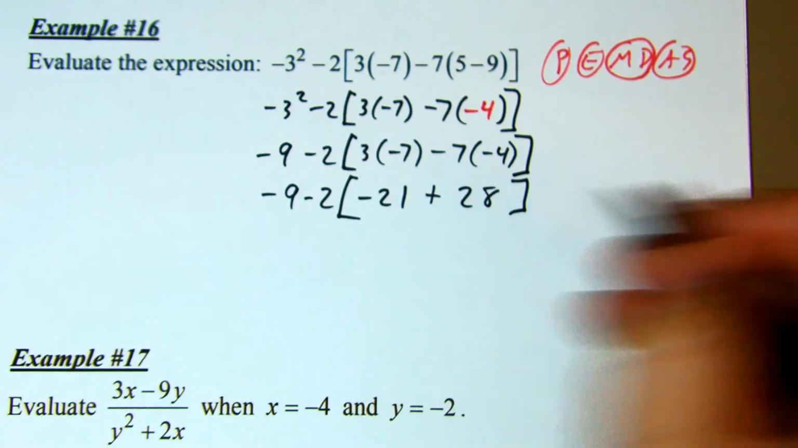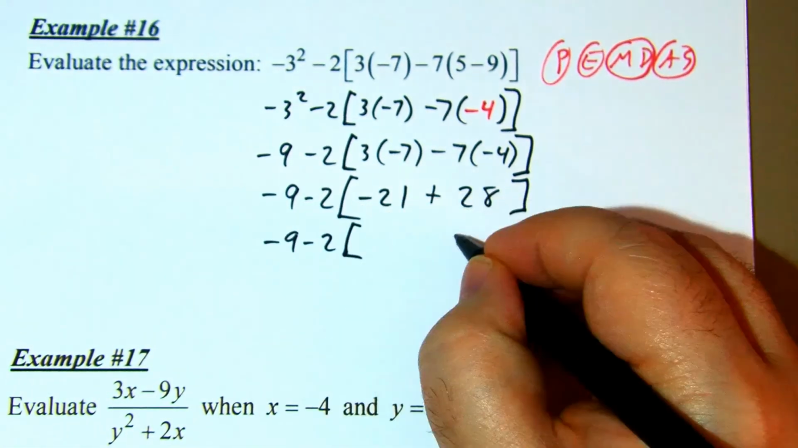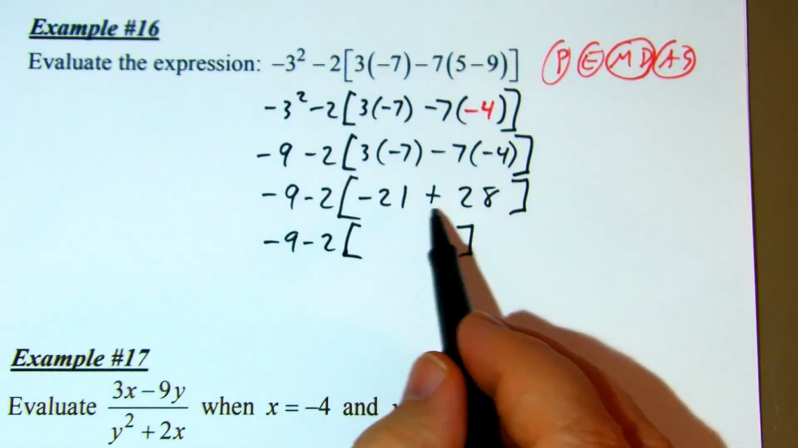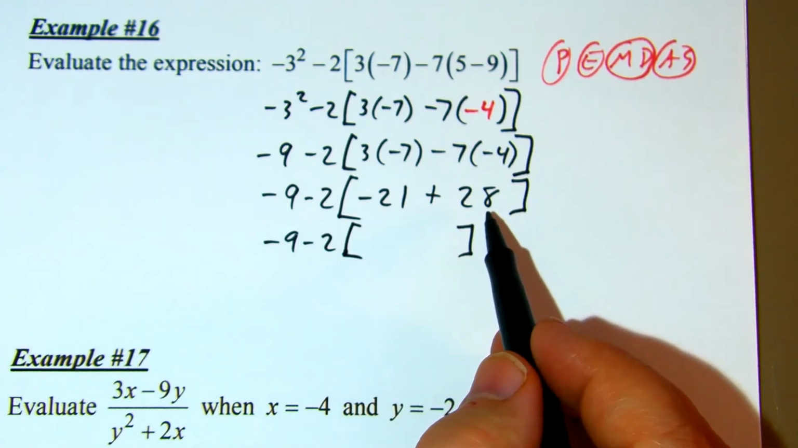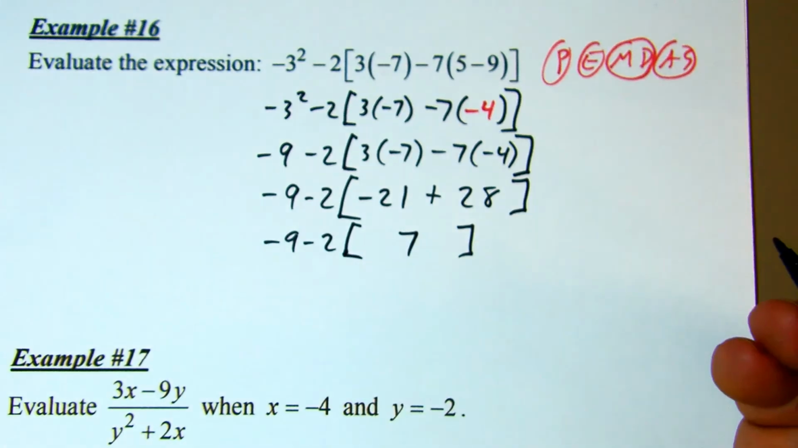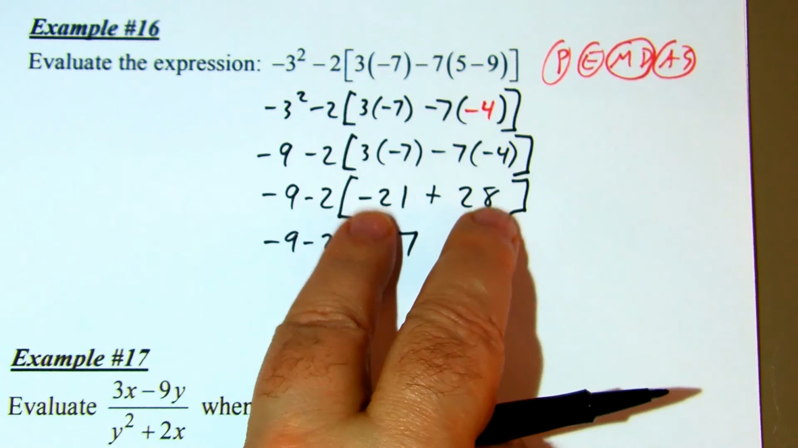Okay? We'll hold off on the stuff that's out in front, and we'll finish off what's inside the parentheses. A negative 21 plus 28. If the signs are different, you subtract them. 28 minus 21 is 7. And then you decide if it's a positive 7 or a negative 7 based on which of these was bigger.